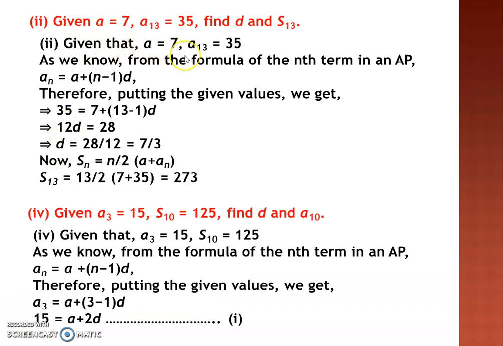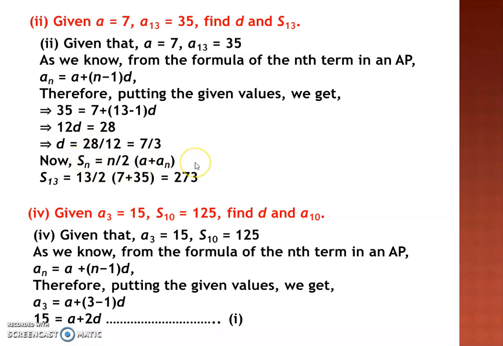So given that A is 7 and A13 is 35, you have to find D, the common difference, and S13. Similarly, you will be using both the formulas, but here you know n and you are finding D. So the variable has changed now. Putting in the An formula, that is A plus n minus 1 d, An is 35, it is given. First term is 7 and n is 13. So 13 minus 1 d. From here you are going to find d. That is 28 by 12. If you simplify, you will get 7 by 3.